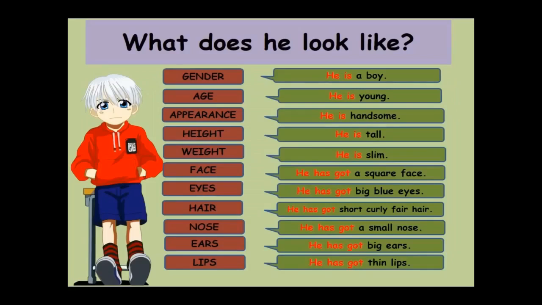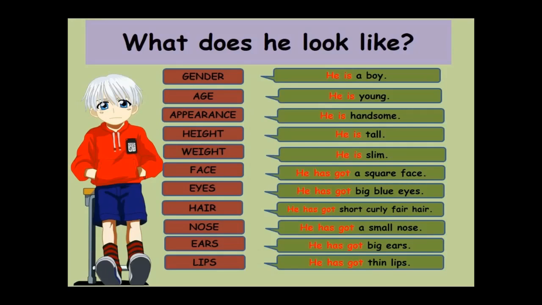And finally, to ask about the appearance of this boy, the question is, what does he look like? We can talk about his gender, and say, he is a boy, or about his age, and say, he is young. Or we can talk about his appearance, and say, he is handsome. We can also talk about his height, and say, he is tall. Or about his weight, and say, he is slim. Or we can talk about his face, and say, he has got a square face. Or we can talk about his eyes, and say, he has got big blue eyes.